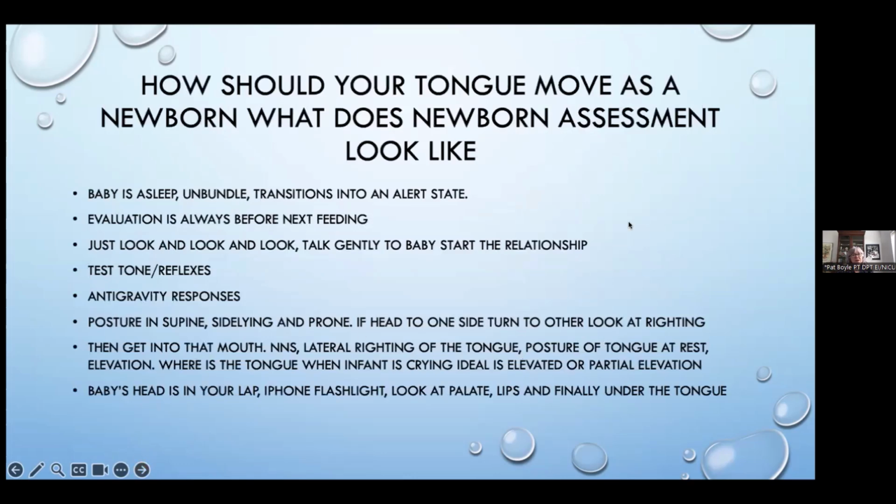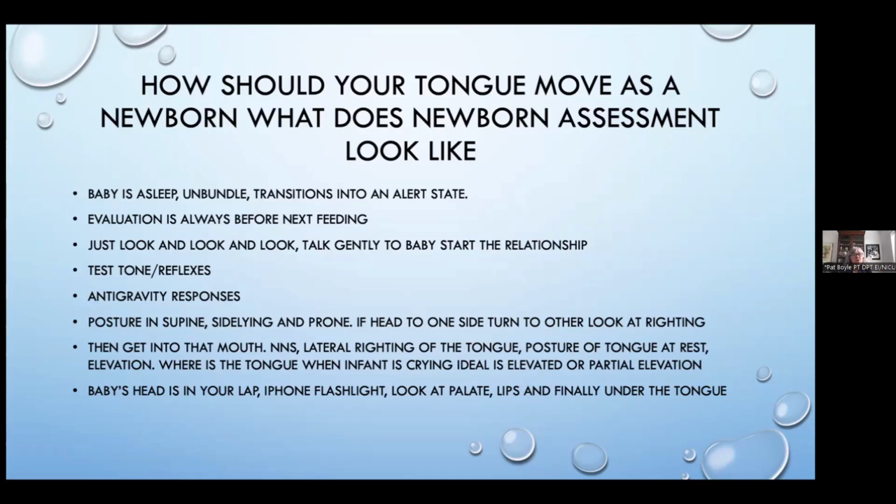Okay, so how do I evaluate a baby? If I go into the newborn nursery, I unbundle them, I wait for them to transition into an alert state. The evaluation is always before the next feeding. I just look and look and look and try and start up a relationship before I make the baby mad. I test their tone and reflexes. I look at their anti-gravity responses, so I suspend them on their bellies. I look at their lateral righting reactions. I see whether they take weight through their legs. I look at all of those things.